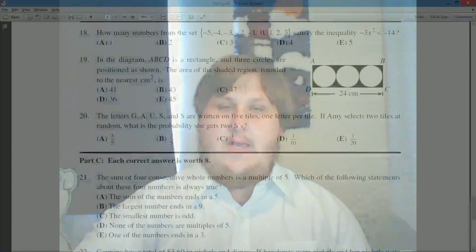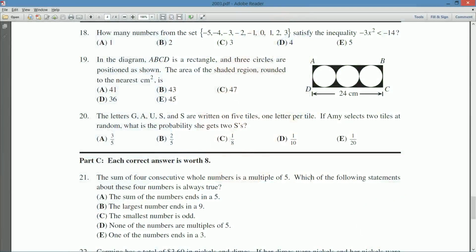Welcome back. Question number 19 is what we're looking at right now on the 2003 Grade 8 level Gauss contest. Okay, so let's grab our pen, put on our thinking caps, and take a look at question number 19. In the diagram, ABCD is a rectangle, and three circles are positioned as shown, so it looks like they're just touching. And they touch the tops, and they touch the sides, and they touch each other. Okay. The area of the shaded region, rounded to the nearest centimeter.